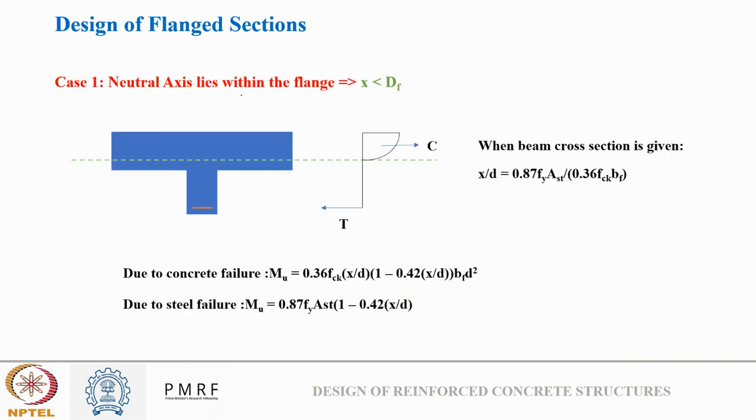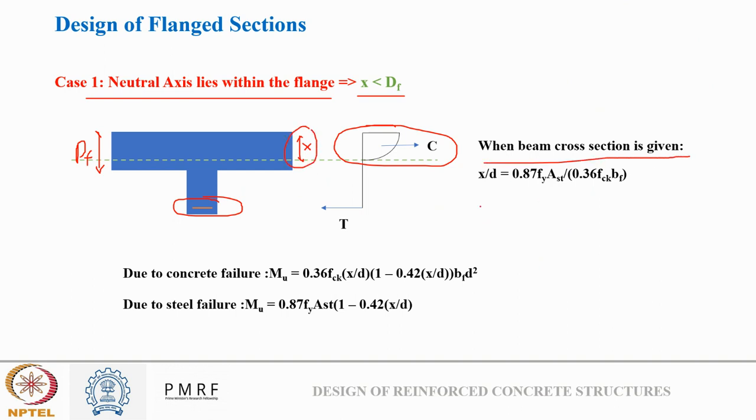So case 1 is when neutral axis lies within the flange. When will it happen? When my x is less than Df. So now you can clearly see this is my x, this is my Df. So if my x is less than Df, my total compression part will lie in the flange only and the tension will be taken by the steel present in the web. Okay, so in this case, first, how do we get the value of x? You can simply calculate x by balancing the forces. By considering the balanced section, you will get the value of x. You will know all these values, so you will get the value of x. You can compare x with Df to check whether it belongs to this case or not.